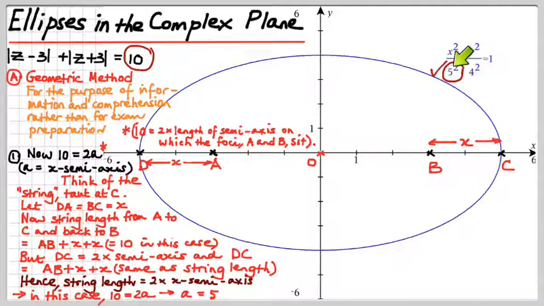Now, okay, the next thing we do is to find the centre. The centre of this ellipse, right? Well, it's pretty obvious, isn't it? Look, it's halfway between here and here, isn't it?